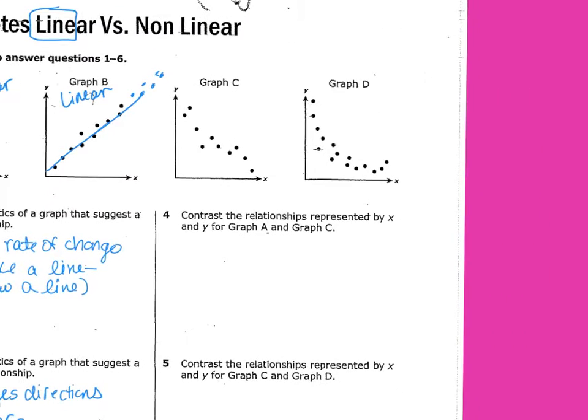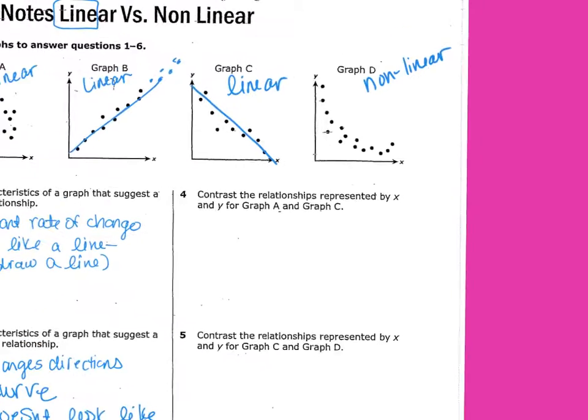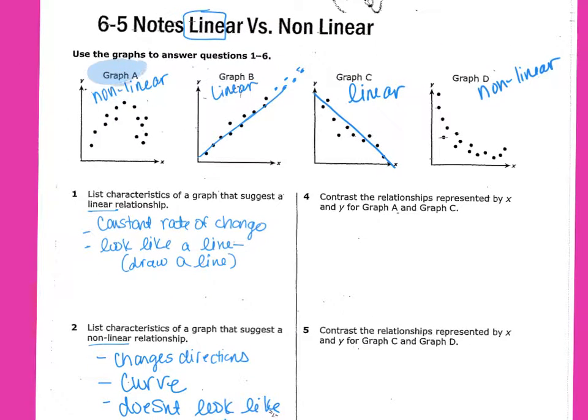So then let's look at graph C and D on the other side. Graph C, we could pretty much draw a line through most of those points. It looks like a line, so that's linear. Graph D looks pretty linear, but this thing here at the end, it kind of curves. So since I can't draw a straight line through it, nonlinear. And so contrast the relationships between x and y for graph A and C. So A and C. Okay, so A and C, we're looking at all of the graphs now.